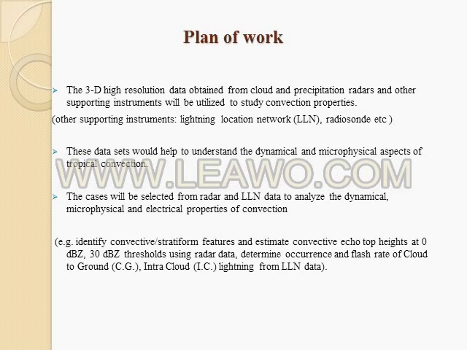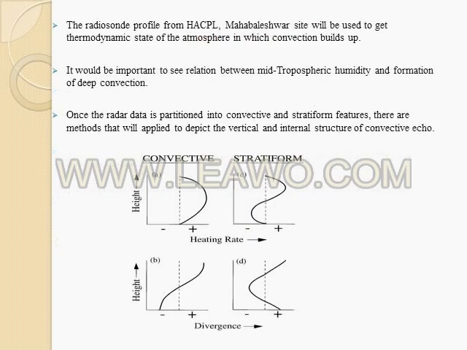Some examples are to identify the convective and stratiform features, whether we have convective precipitation or stratiform precipitation, and also to estimate the convective cloud top heights at the 0 dBZ and 30 dBZ thresholds using the radar data, and determine the occurrence and flash rate of cloud-to-ground (CG) lightning and inter-cloud lightning from the lightning location network.